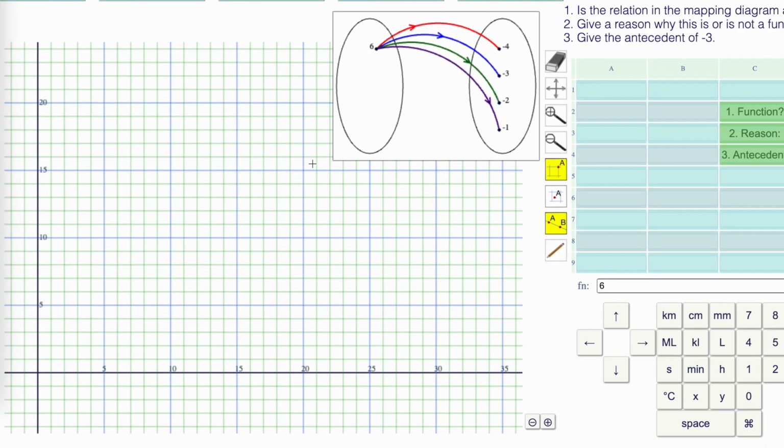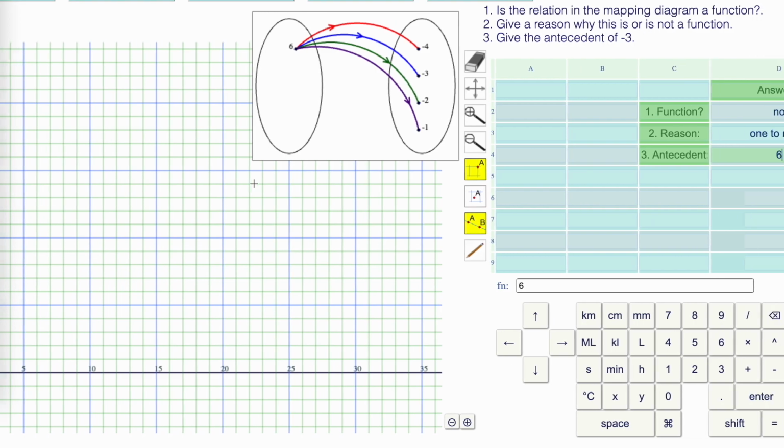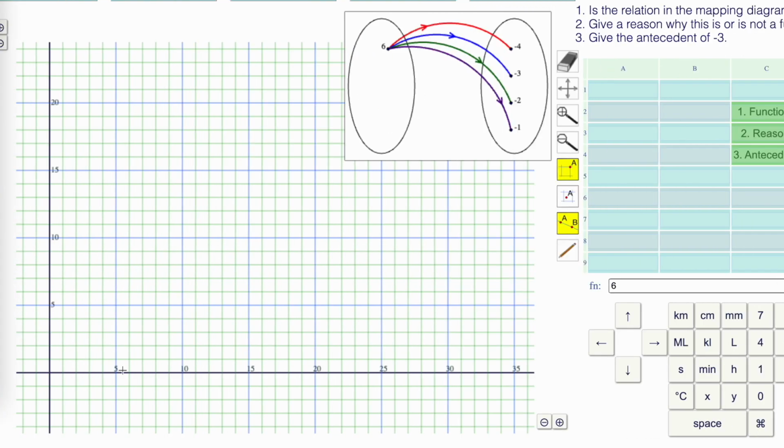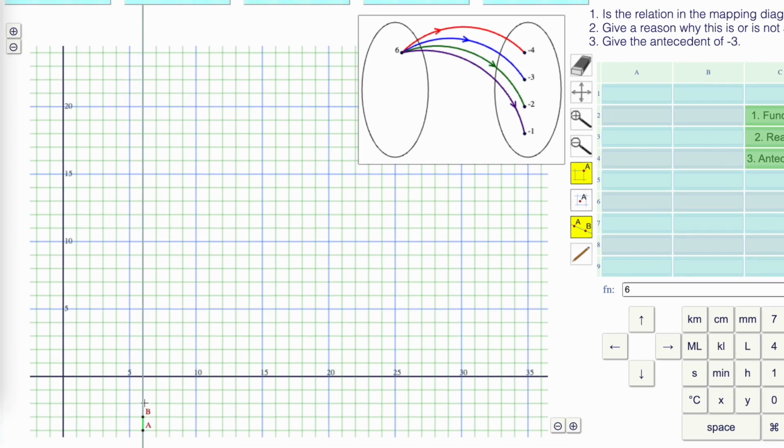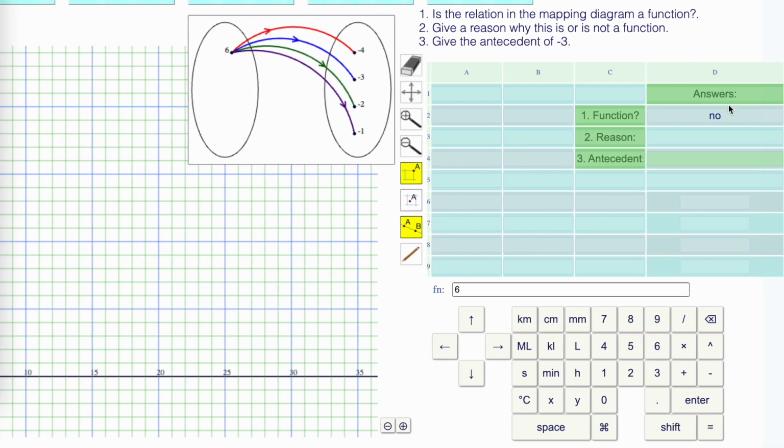If you're trying to decide whether it's a function or not, you can always graph it and do the vertical line test. This gives us 6, negative 4, it's right there. Then 6, negative 3, 6, negative 2, and 6, negative 1, and it fails the vertical line test, so that's no. The reason it is 1 too many. The antecedent of negative 3, what comes before negative 3 is 6.